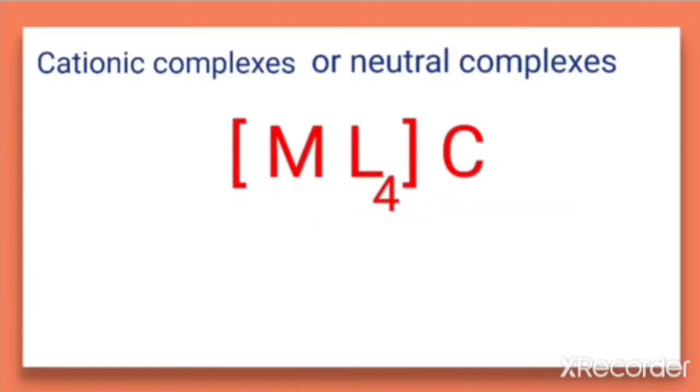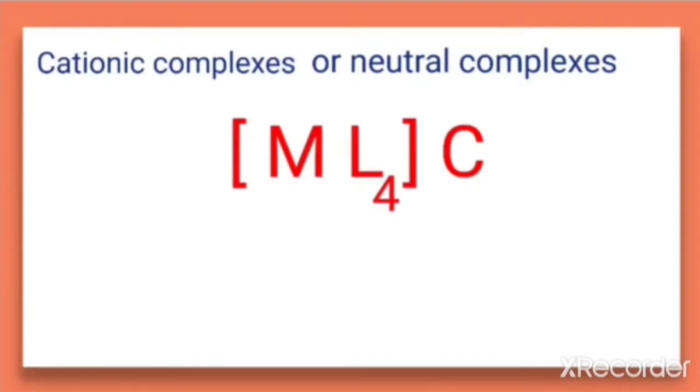Now how to name this complex, that we have to discuss here. First of all, while naming the complexes, you need to remember the names of different ligands. H2O is called aqua. NH3 is called amine. And the halogens Cl and Br are named chlorido and bromido respectively. So first of all, we need to learn the names of ligands.